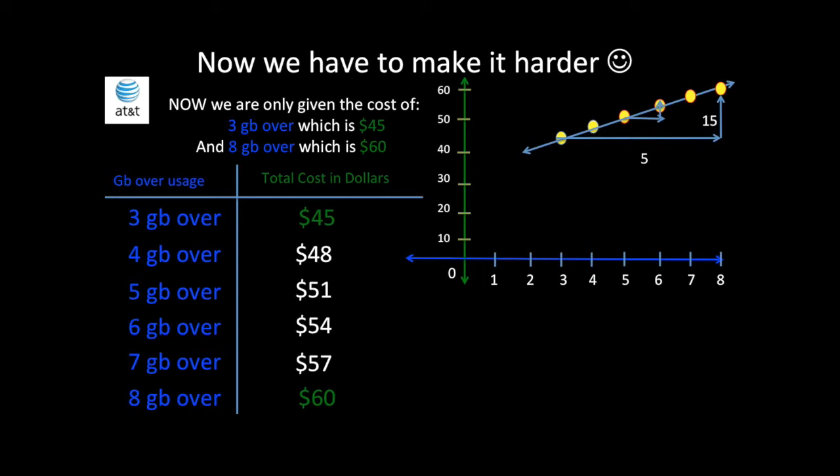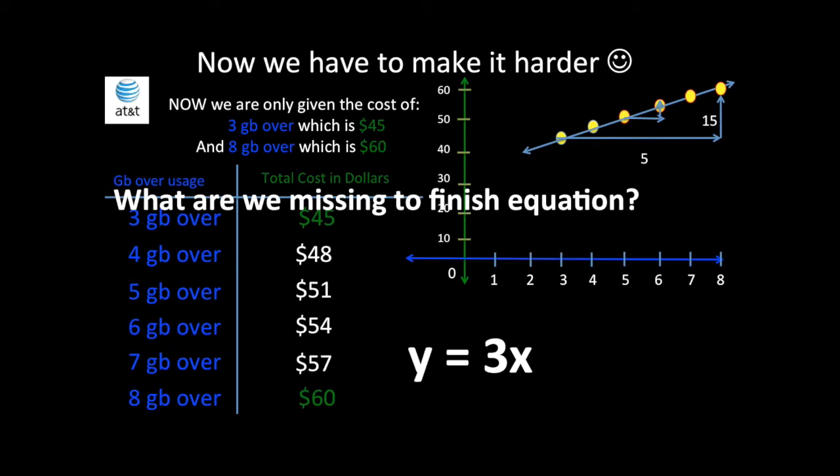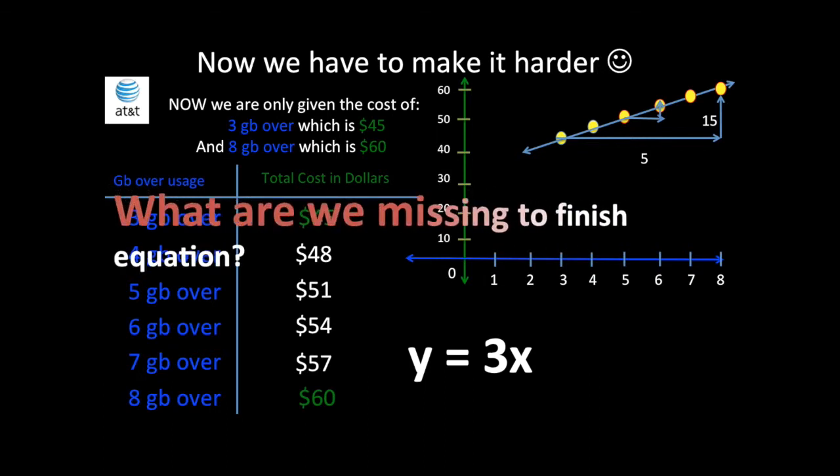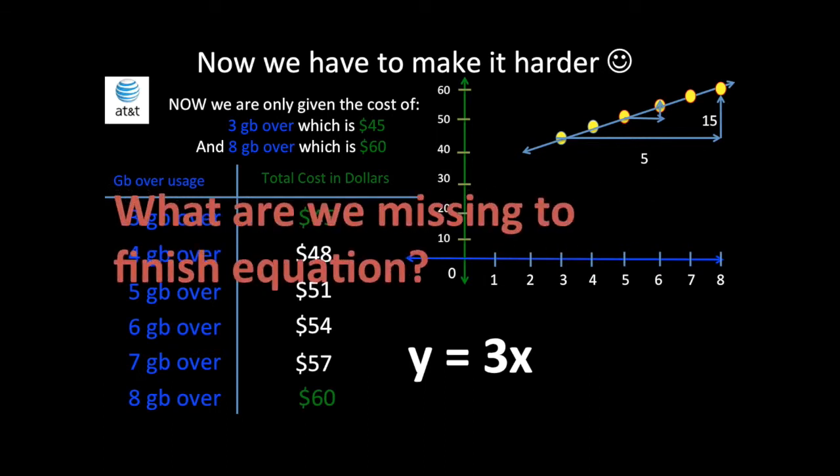So you see that 15 to 3, that rise over the run. Again, this is in a visual form, not in the table. We take that rise over the run, 15 divided by 5, we get that 3. So our equation is y equals 3x. We have y equals 3x because that's our rate of change. But what are we missing to finish this equation? We're missing something. What is that something?